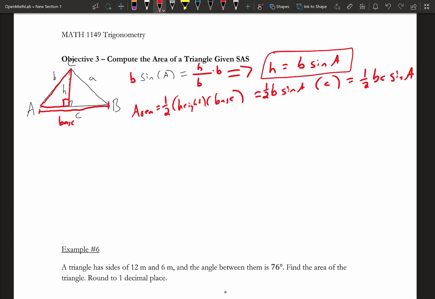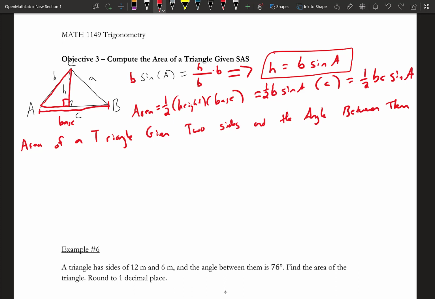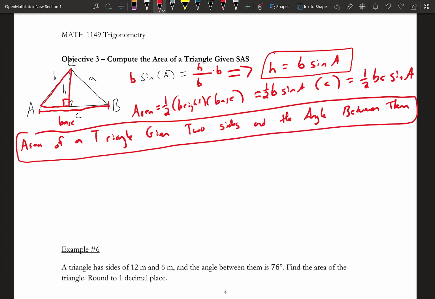All right, so let me just make a statement here. So area of a triangle given two sides and the angle between them, right? Let's call that the title.